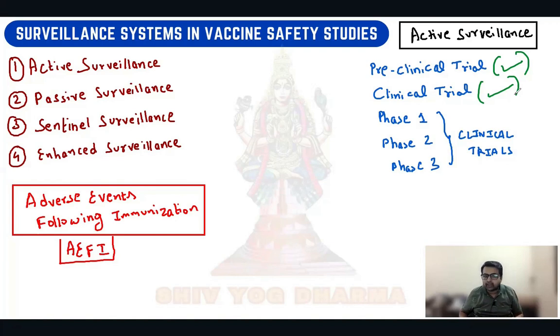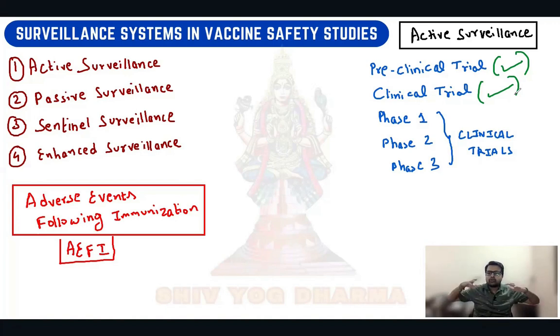We can then later find out adverse events following immunization, AEFI. And if we find that the level of AEFI is very low, like less than 1% of the population in the clinical trial showed some adverse event, then we are happy. We can move on and test it on a much bigger audience. But there is a drawback in the clinical trial, because the world in which we are living is so diverse.